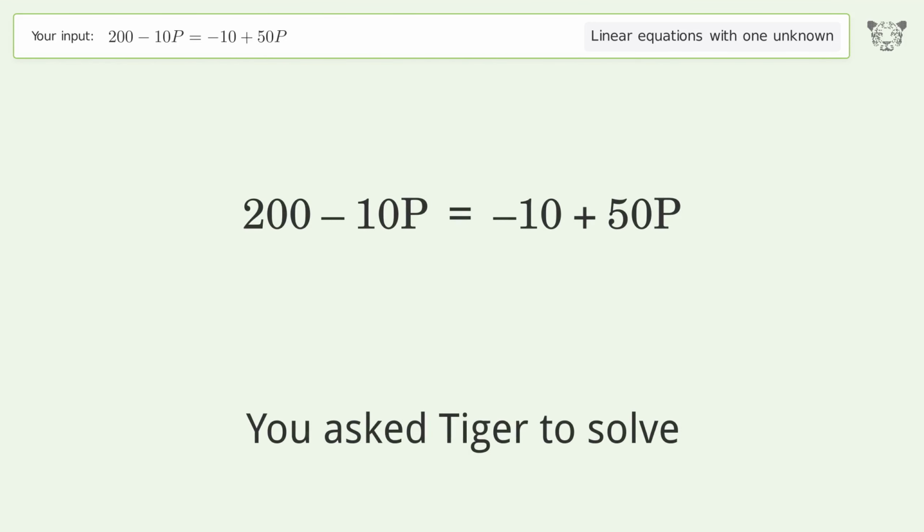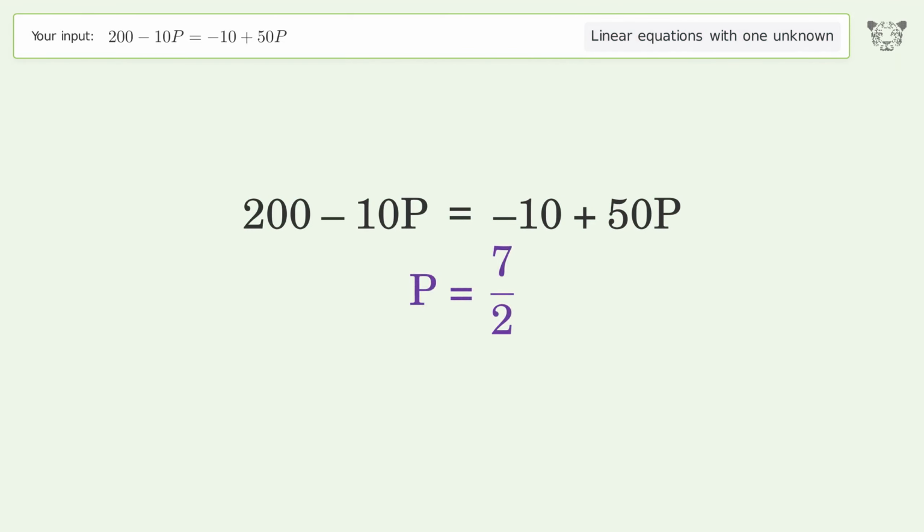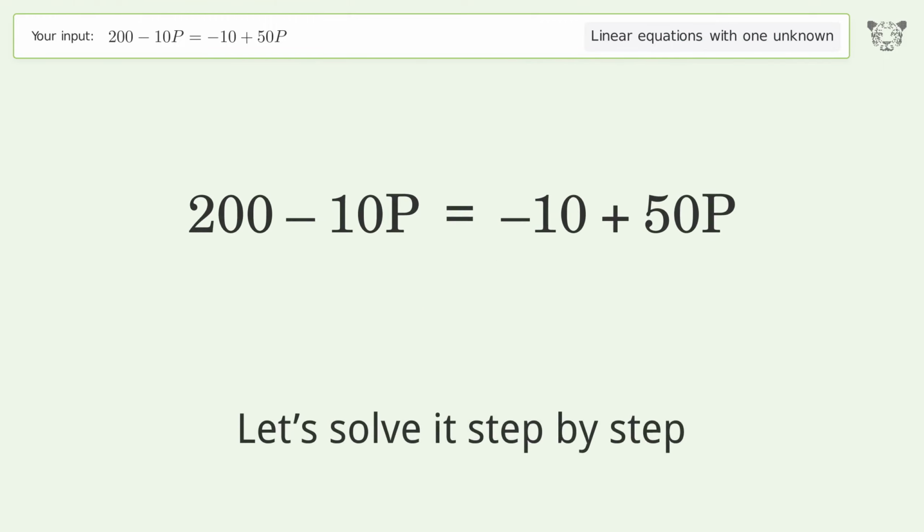You ask Tiger to solve. This deals with linear equations with one unknown. The final result is p equals 7/2. Let's solve it step by step.